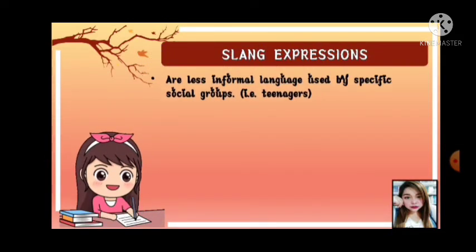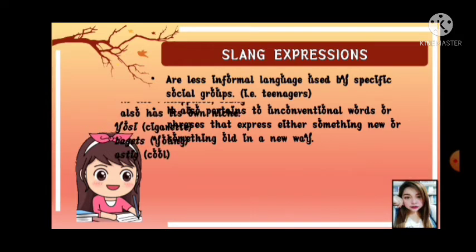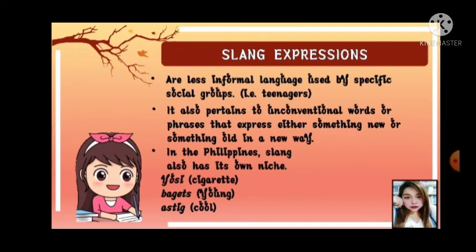When we say slang expressions, these are less formal language used by specific social groups, for example, teenagers, boys, or girls. It also pertains to unconventional words or phrases that express either something new or something old in a new way. In the Philippines, slang also has its own niche. For example, Yosi, we call it Yosi, but it is cigarette. Bagets means young. Astig means cool.